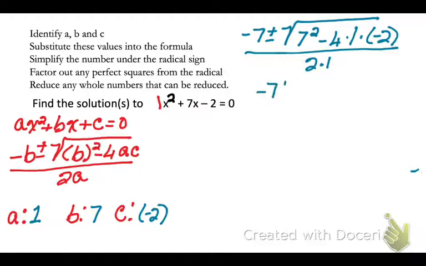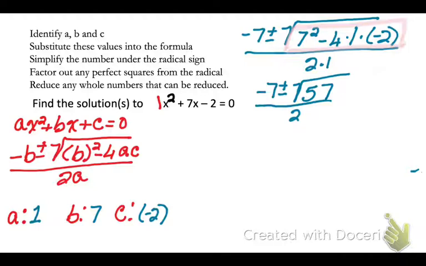Now, I am going to simplify what is underneath the radical. So I'm going to take this string of numbers and put it in my calculator without the radical symbol, and I'm going to get 57. So this is -7 plus or minus the square root of 57, the whole thing divided by 2.